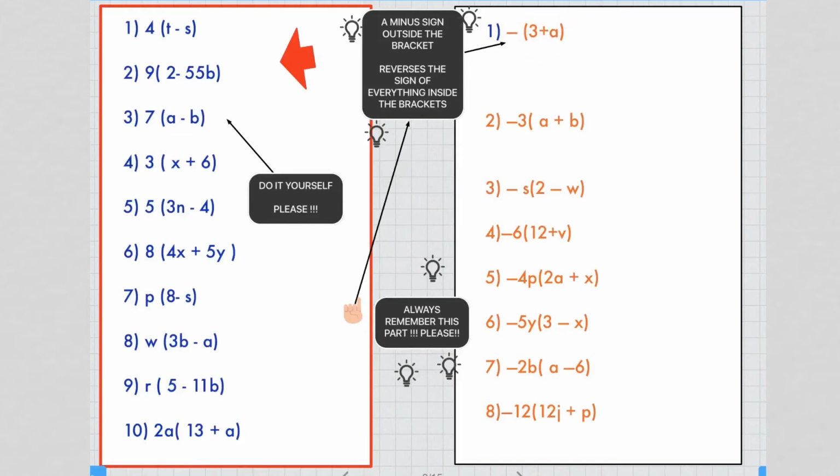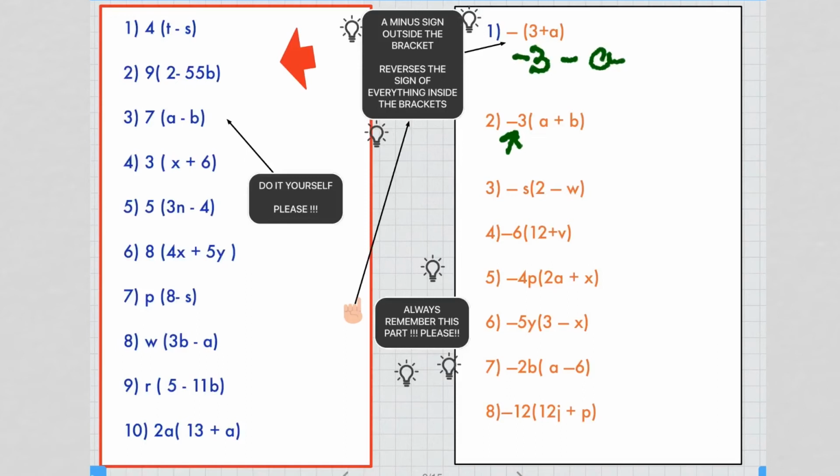So let's look at this first question. So this -(3 + a), what it would do, it will change my +3 to -3 and minus a. For the second one also, if you have a negative sign outside the bracket, it reverses the sign. So this a, like I mentioned at the very start of the video, if there is no sign, then it means there is an invisible positive sign. So that positive sign will also change.